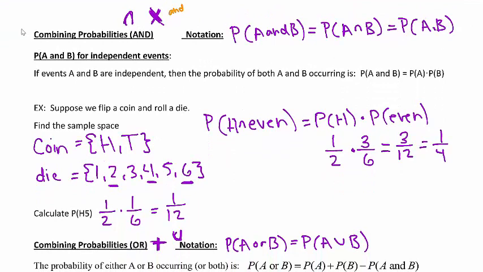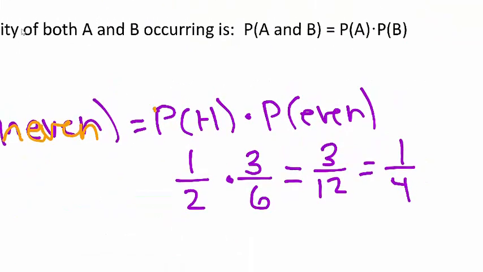Suppose we flip a coin and roll a die. The sample space for a coin is heads and tails. The sample space for a die is 1 through 6. So these are my sample spaces. And I want the event of getting a head and getting an even. That's the same thing as the probability of getting a head times the probability of getting an even. So you just find the two separately. If you want them both to happen, you multiply it together.